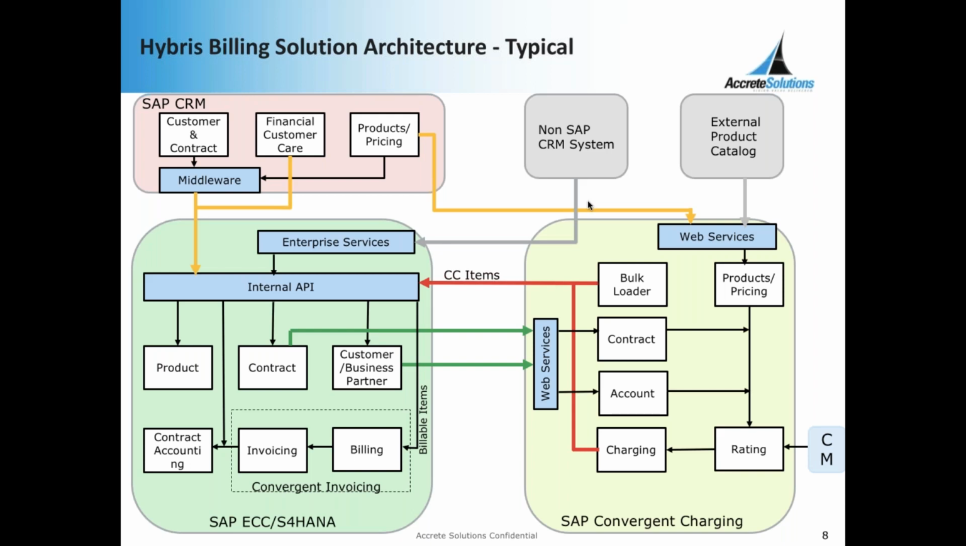Okay, so then the actual invoicing goes on an S/4HANA/ECC-like GUI. Now again, you don't have to have any portions of these in particular, and Ashish will go through that afterwards. But just to let you know, a non-SAP system can send customers and contracts to the systems. An external product catalog can send data through to convergent charging, etc.